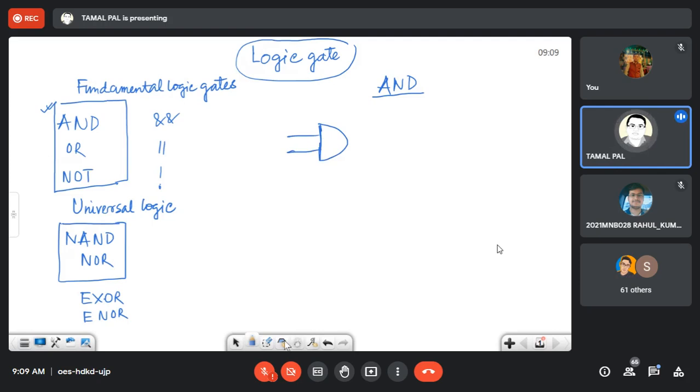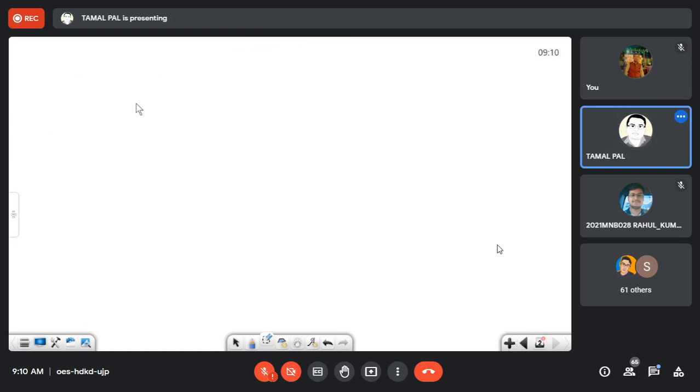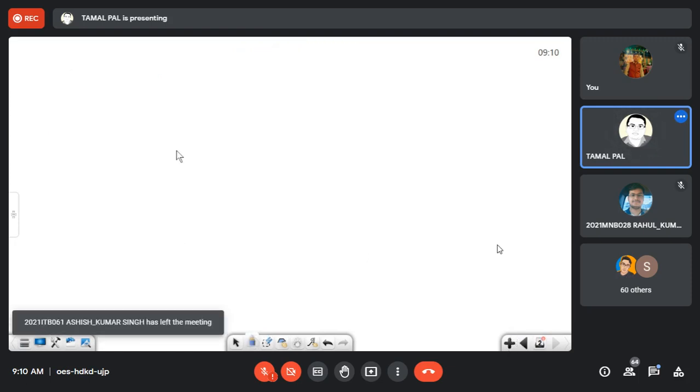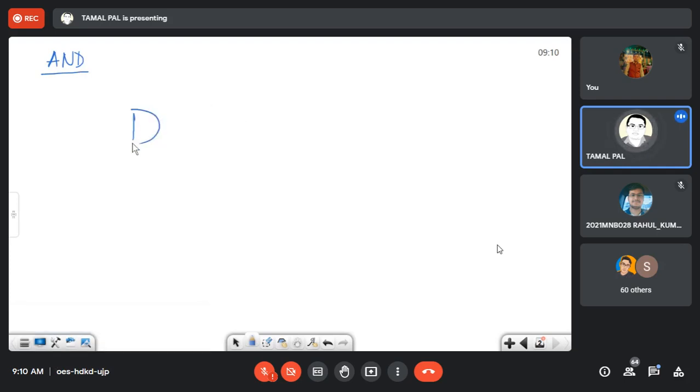Okay, I'll start from a new page, I think, because there are so many things to discuss. Symbol for AND gate is this one. This is a two input AND gate. It may be three input also. That means multiple input AND gates are also possible. But usually, if nothing is specified, consider it as two input. These are the input lines, and this is the output line. Okay. And it does AND function based on hardware.